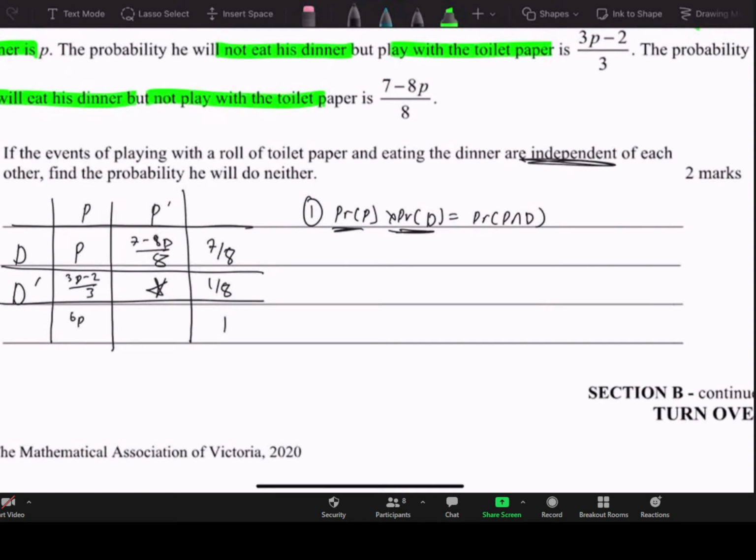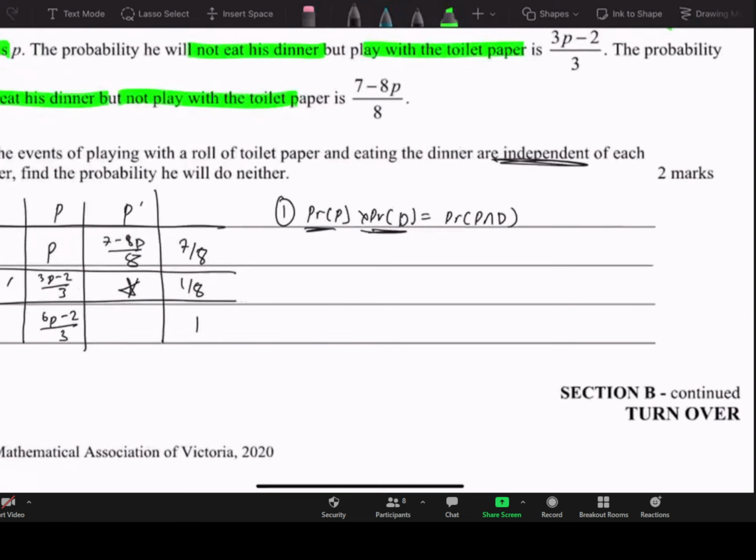6P minus 2 on 3, and this one would be 1 minus, but we don't really need to fill in that box because we don't need it for anything. So what we do here is we sub those values in. So the probability of P is 6P minus 2 on 3 times 7 on 8 is P. And you can solve for P here and you will get P equals 7 on 9.